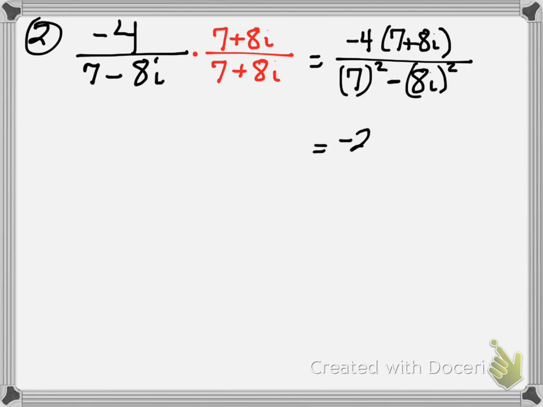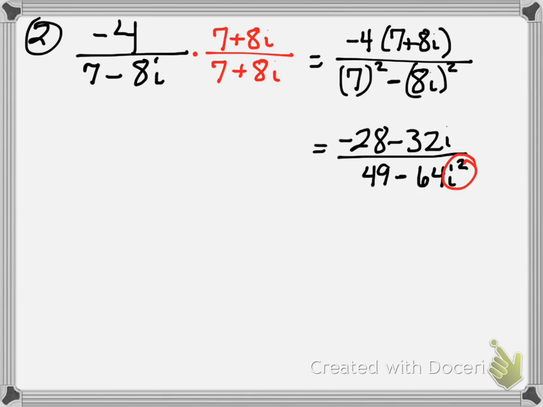Numerator, we end up with negative 28 plus 32i. Or plus a negative 32i, which is going to make that a negative 32i, minus 32i. 7 squared is 49. Minus 8 squared, 64. i squared is i squared.